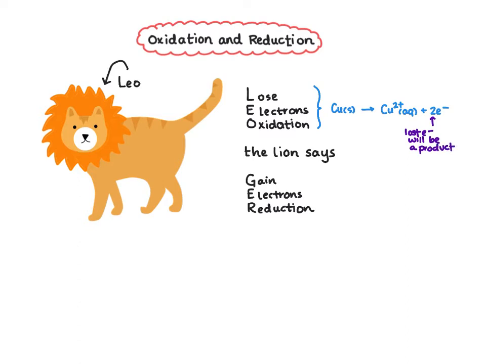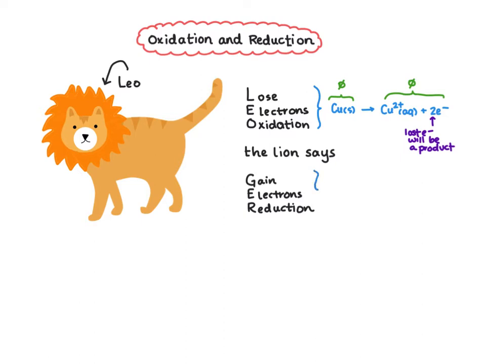You'll notice in our balanced reaction that the charge is equal on both sides of the reaction. So on the reactant side, we have an overall charge of 0 because we have an element. On our product side, we also have an overall charge of 0 because we have 2+ from our copper ion and 2 electrons gives us overall 0. So that would be an oxidation half reaction.